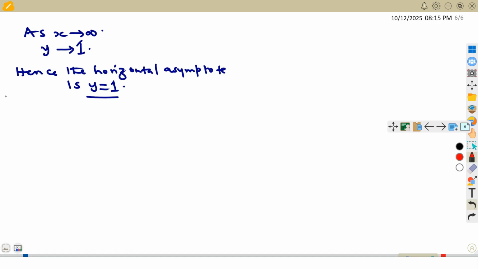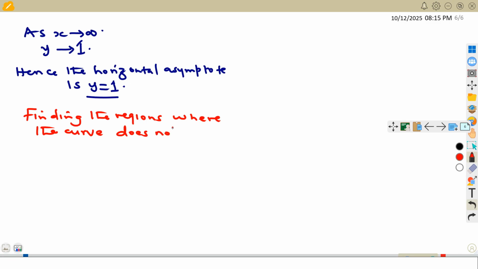So next we shall talk about finding the regions where the curve does not exist. Okay, so how do we find the regions where the curve does not exist? To find these regions, we shall still consider our curve.